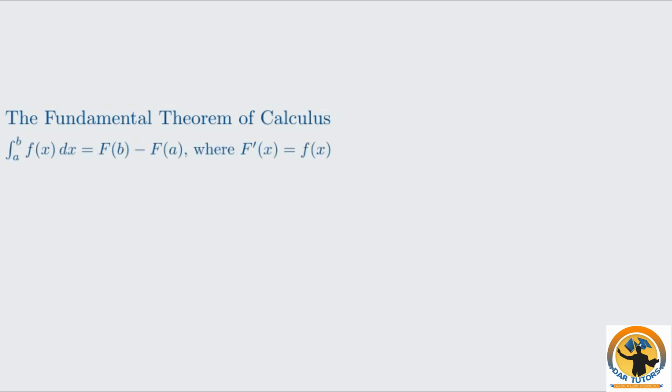The definite integral, which represents the signed area under the curve, can be calculated by simply evaluating the antiderivative at the upper and lower limits of integration and subtracting. Let's see why this is true.